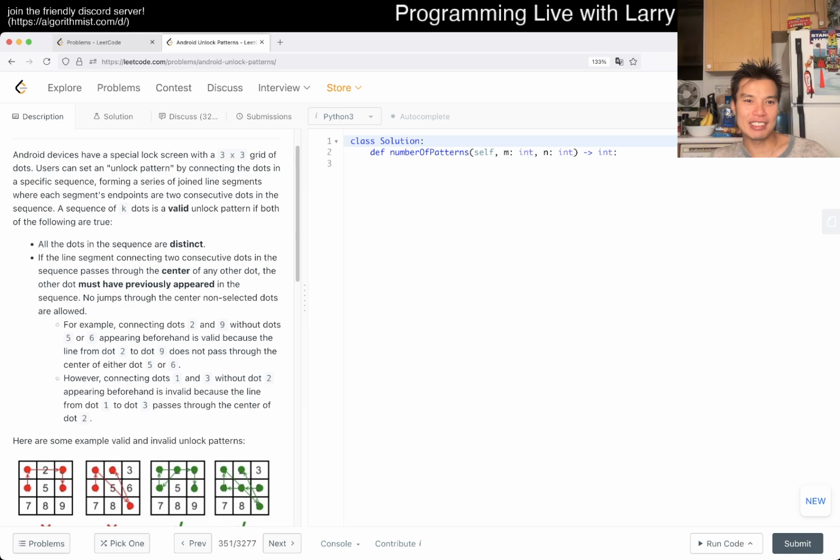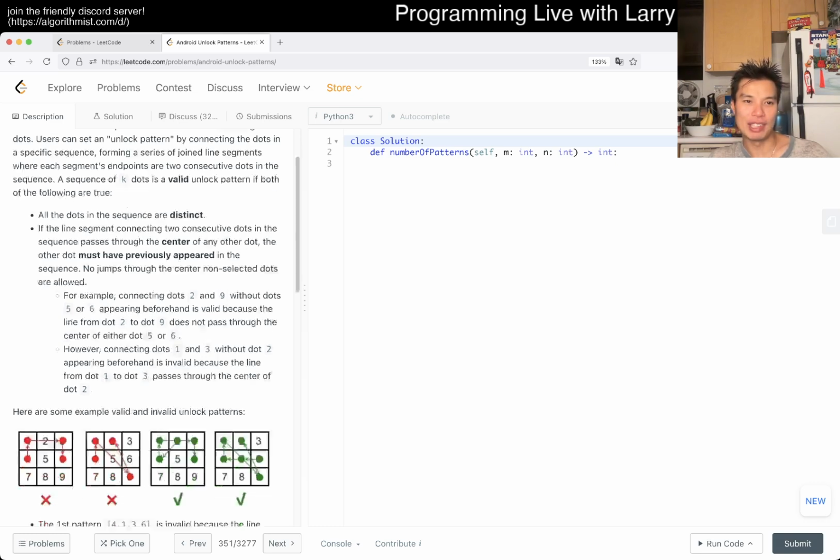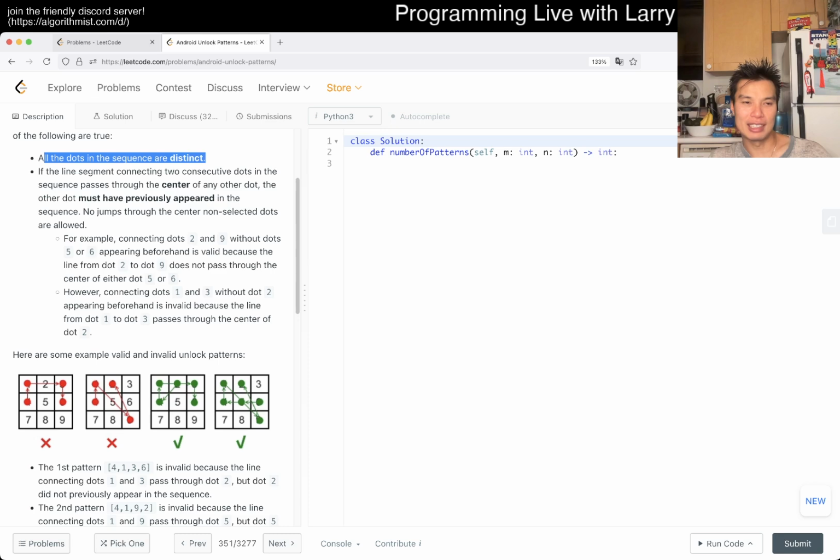Okay, anyway, connecting the dots, a sequence of k dots is a valid unlock pattern if both of these things are true. One, the dots are distinct, so the same dot does not appear more than once. Two, no line connecting passes through the center of any other dot, unless that other dot was previously used. Okay, so you can jump across a dot.